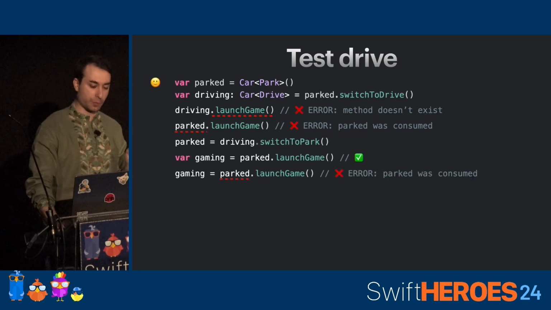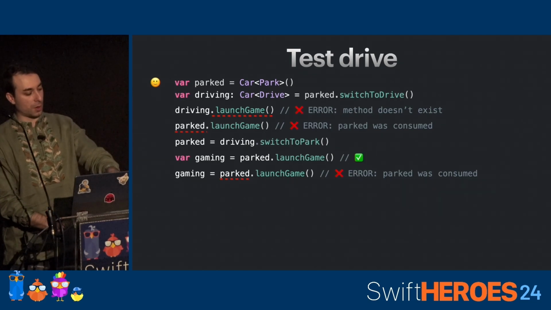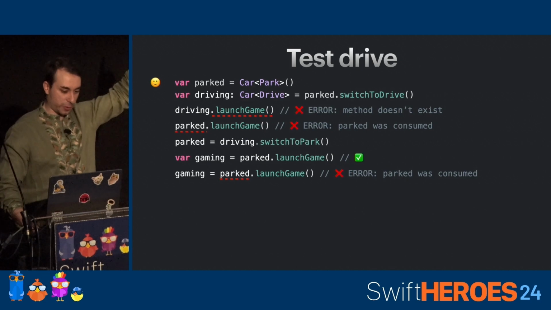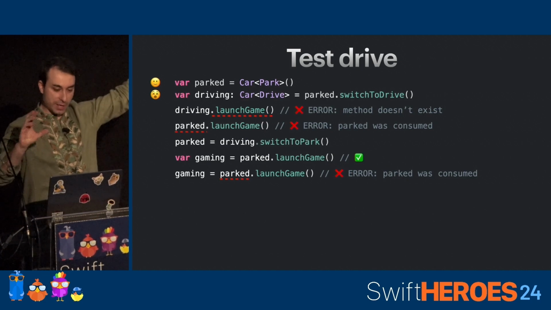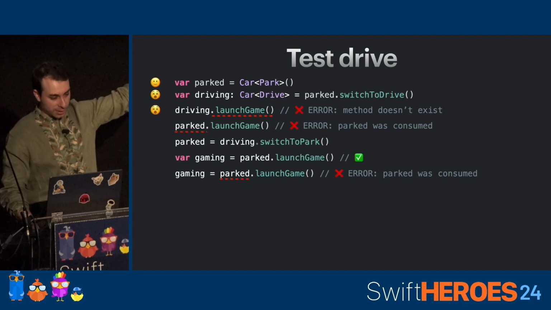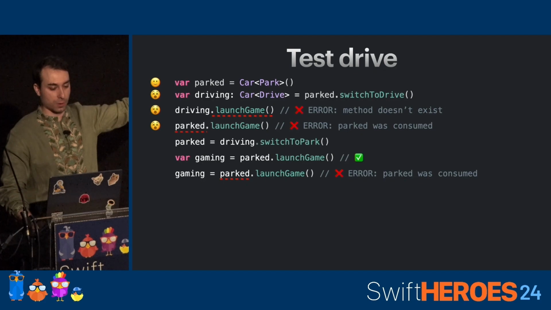So let's see how the compiler, the borrow checker, sees it. Let's track the lifetime of the parked variable. On the first line, it is alive. On the second line, it is dead. It's consumed by virtue of calling switch to drive. Still dead, hence why we can't call launch again, because it was consumed.